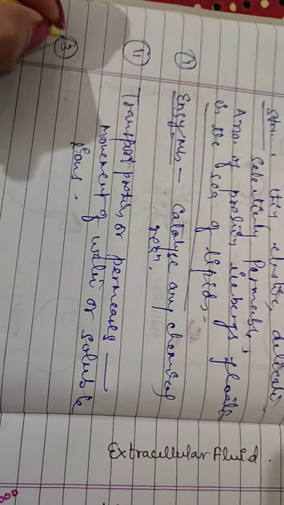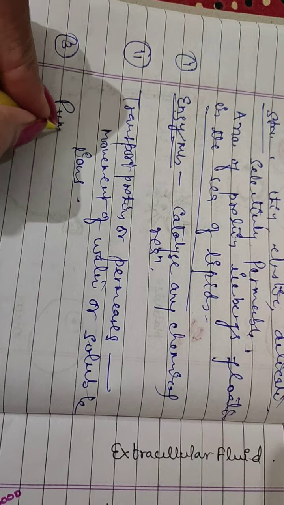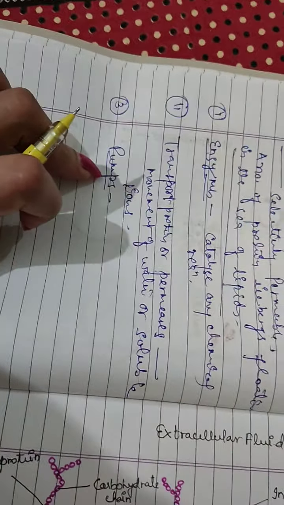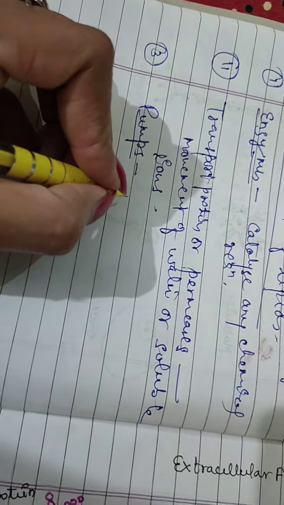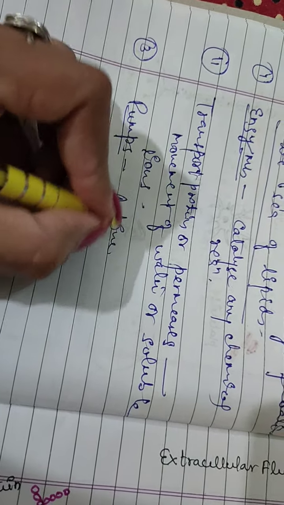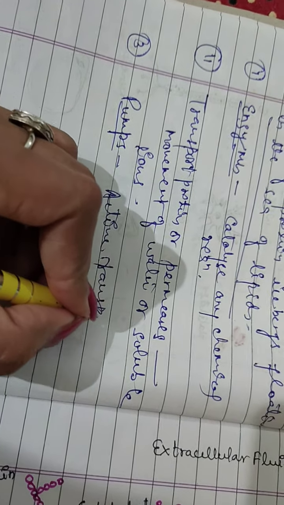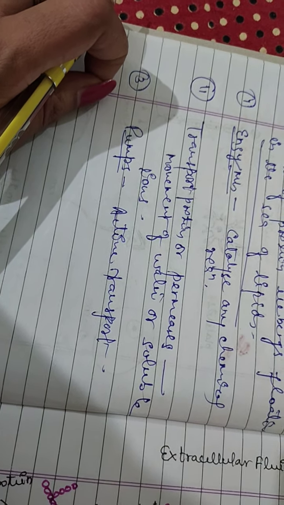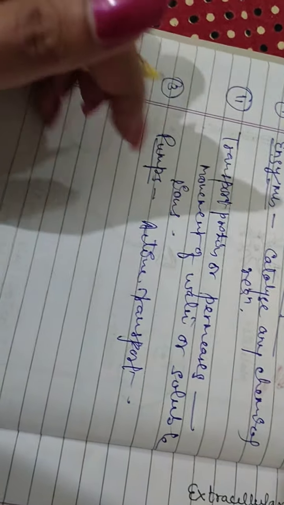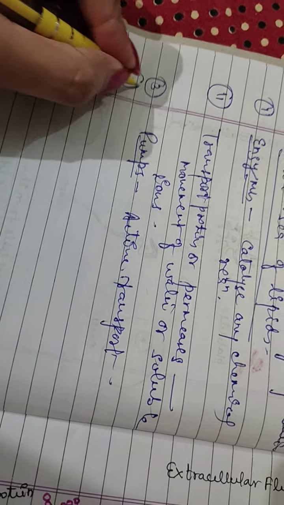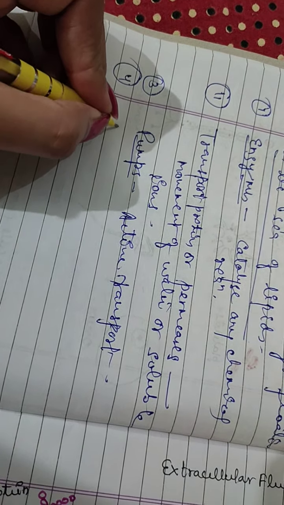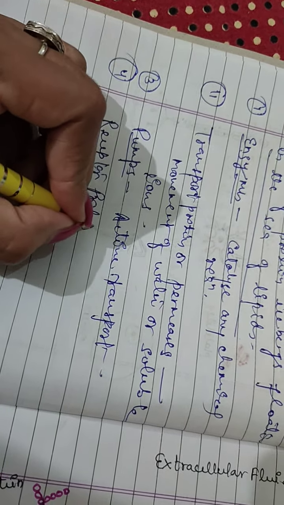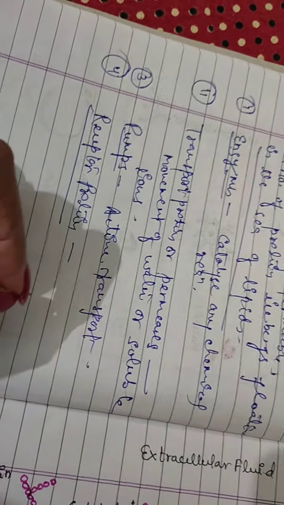And the third one is pumps. There are so many pumps present. Detail you will study in class 11th about the pumps. And this is for active transport. Active transport means where expenditure of energy occurs and movement occurs against the concentration gradient. And the last one is receptor proteins.